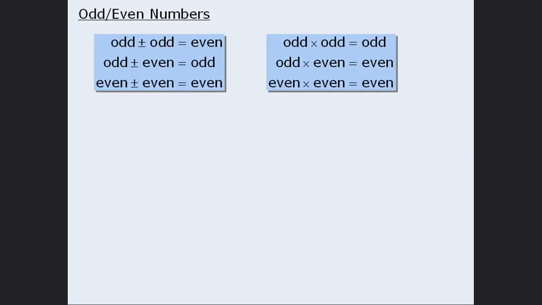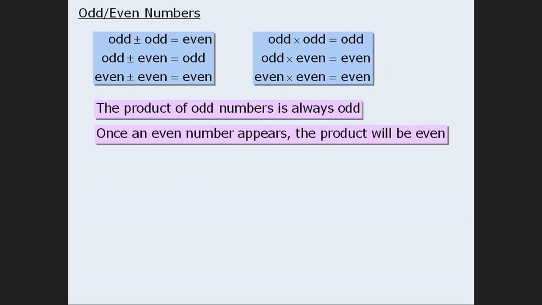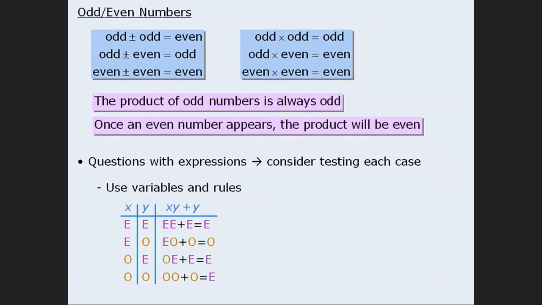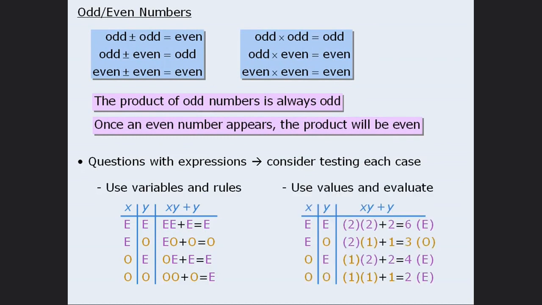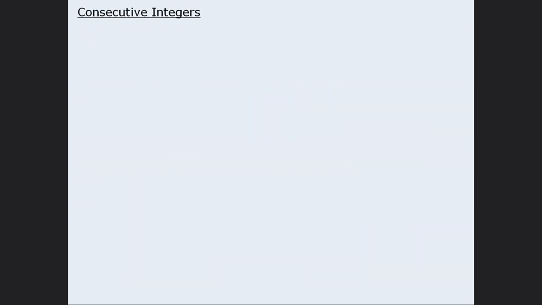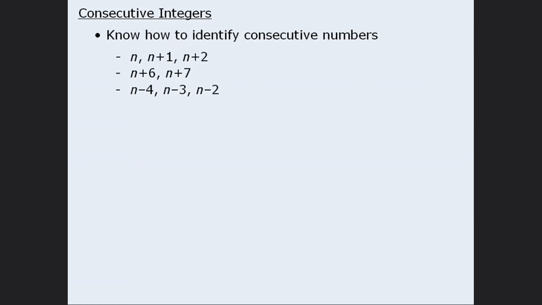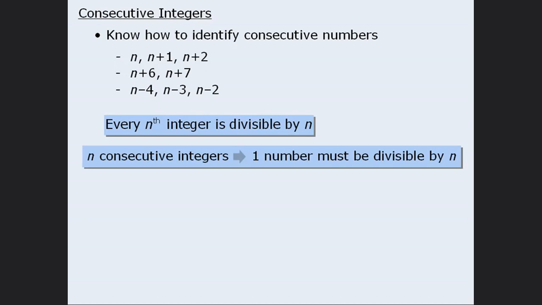Next, for questions that involve even and odd numbers, you must know the following rules. Also, these two extensions are tested frequently, so keep them in mind. Finally, if you encounter a question where you must determine whether an expression is even or odd, you should consider testing each possible case. When doing so, you have two options. You can use E's and O's to represent even and odd numbers, and then apply rules to evaluate each case. Or you can plug in actual even and odd numbers. Now, for questions involving consecutive integers, you must know how to identify consecutive integers, since they are often disguised using variables. Also keep the following rules in mind when tackling questions with consecutive numbers.